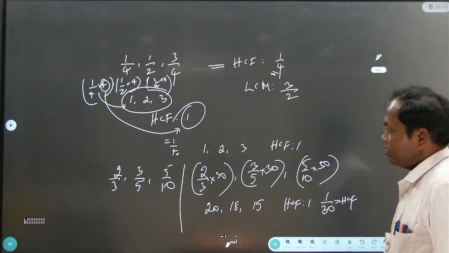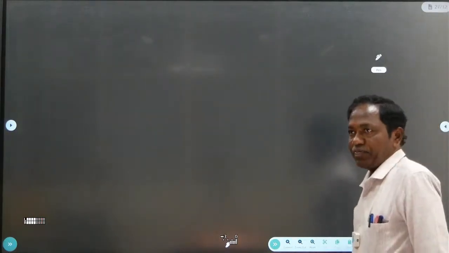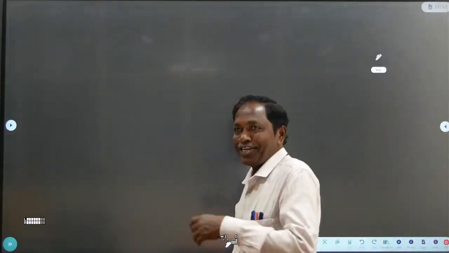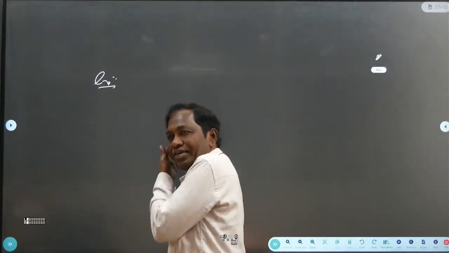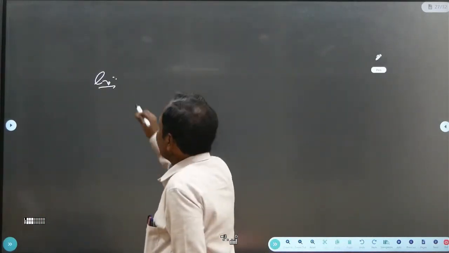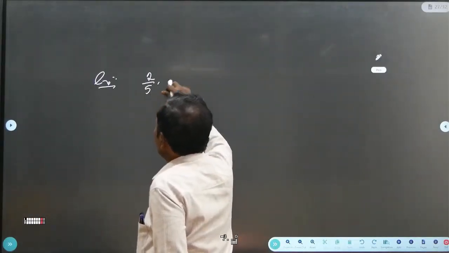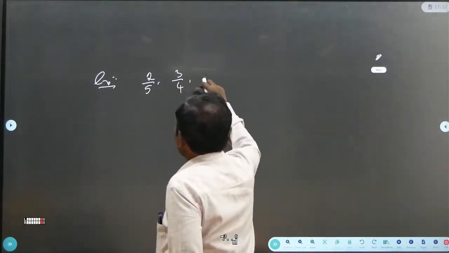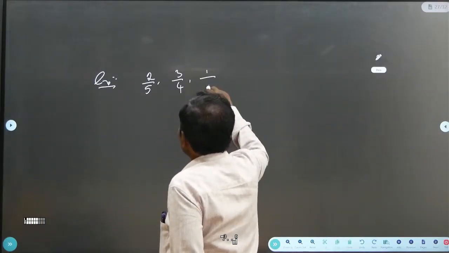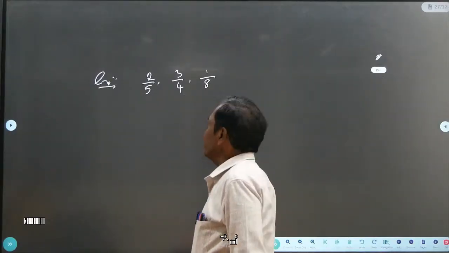Okay, we'll try one more number. So we can say this is a property, one of the properties. Okay, so minds are working like that. You're right. Let us take another example. Let us take some fractions, like 2 by 5 and 3 by 4, and 1 by 8. Okay, we can do 1 by 8.